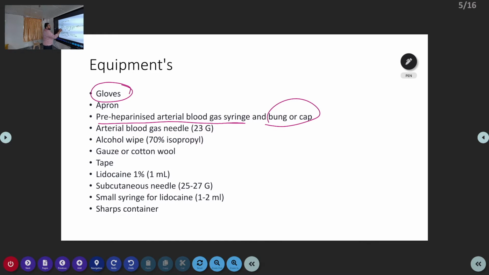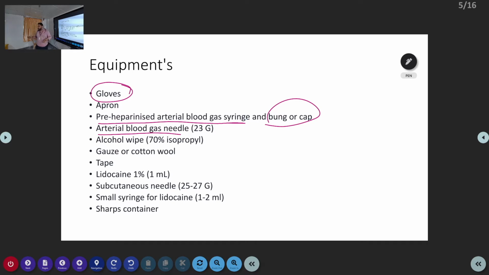Then you should have an arterial blood gas needle, which is a 23 gauge needle, because in this pre-heparinized syringe you don't have a needle. So you need to get an additional 23 gauge needle and an alcohol wipe. You need to prepare. You can have a cotton swab with alcohol, or you can have an alcohol swab also. Whichever is available in your area, you have to use that.